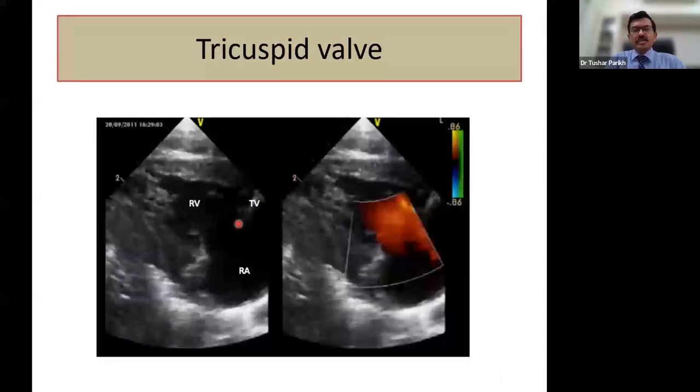So what you do is that you get an image like this: right atrium, right ventricle, tricuspid valve. You put the color Doppler, you will see red velocity, which is basically the atrium opening into the right ventricle, and which is towards the probe. So you get a red colored jet here.